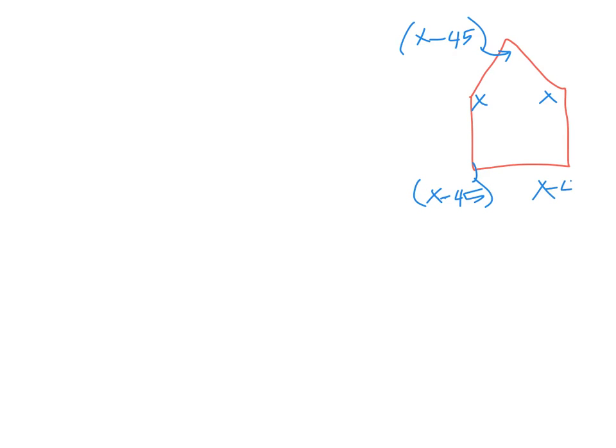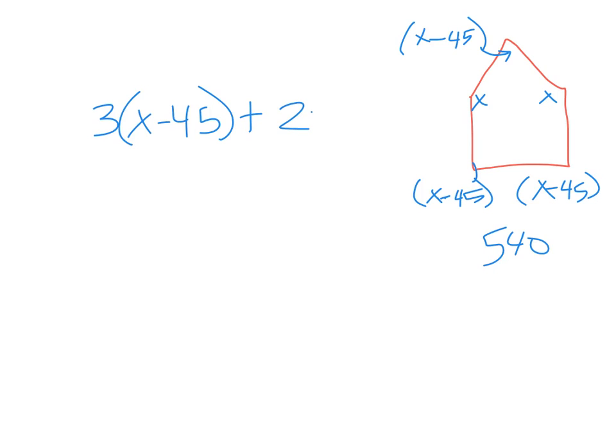Okay, so each of these is x minus 45, right? Yeah. Okay, so to solve for this, we know that the sum of all of these is 540, right? Yes. So we're just going to add all of these up. I have 3 of the x minus 45s, right? And then I have how many x's? 2 x's. So then I just say all of that equals 540. Does that make sense how I set that up?